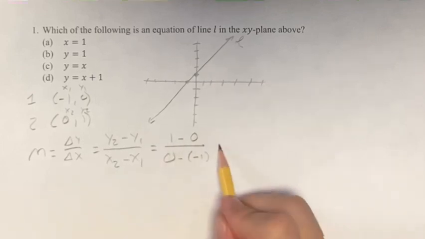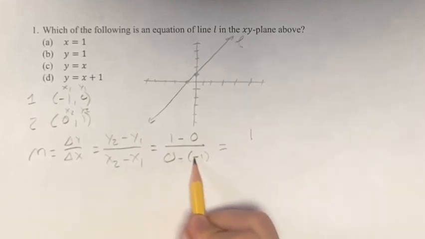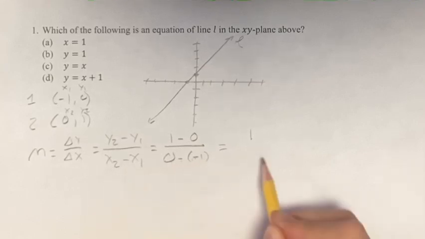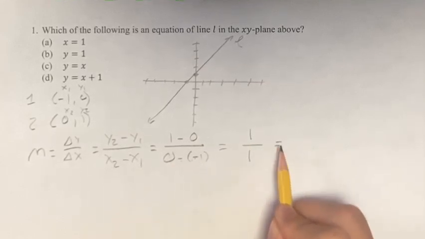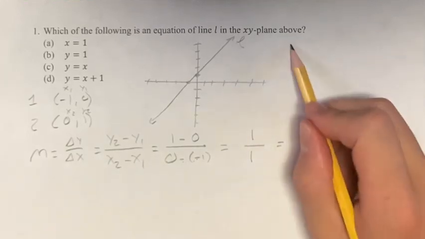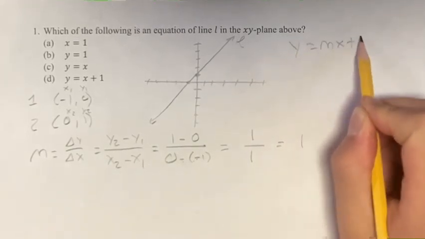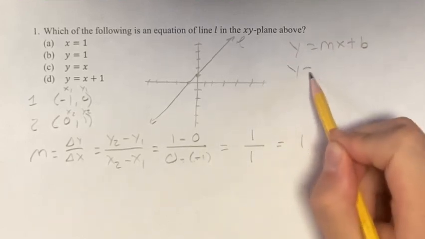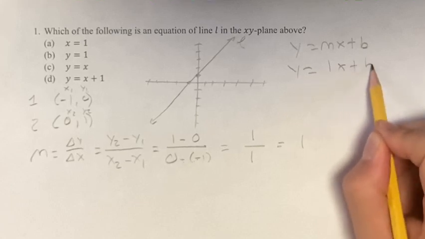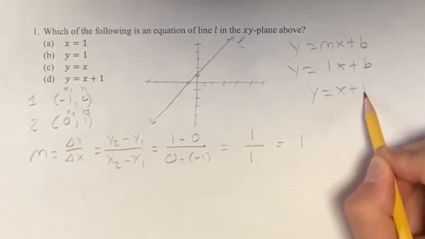So we have 1 minus 0 is 1. 0 minus -1, we have a double negative, so it's 0 plus 1, which is 1. And then 1 divided by 1 is 1, so your slope is going to be 1. So in the equation of a line y equals mx plus b, we have y is equal to, the slope is 1, so we have 1x plus b, which we just write as x plus b.